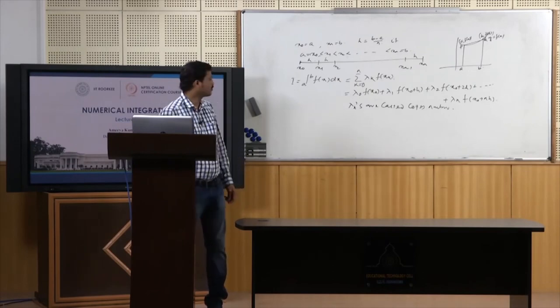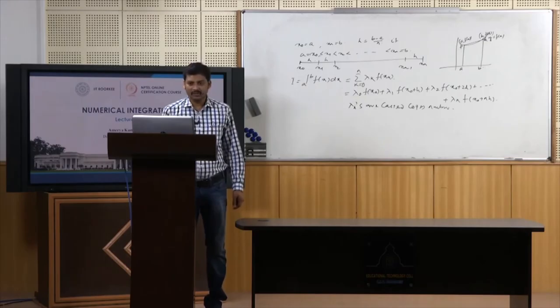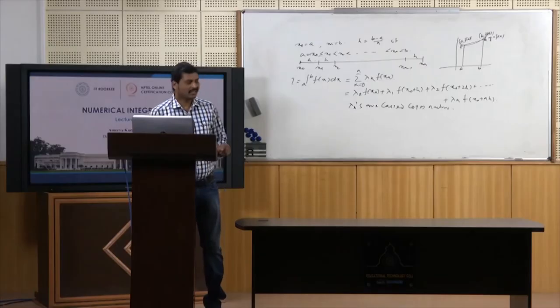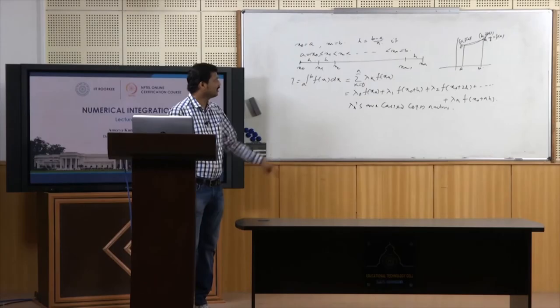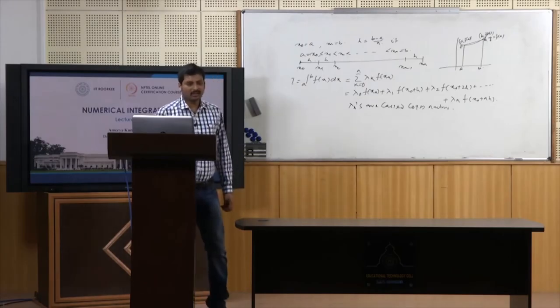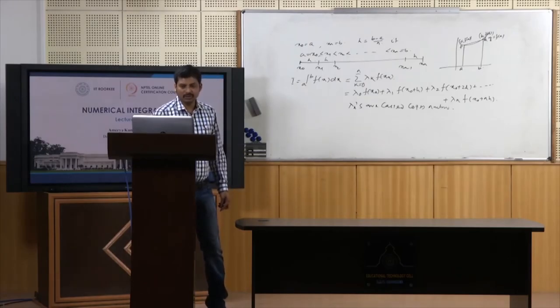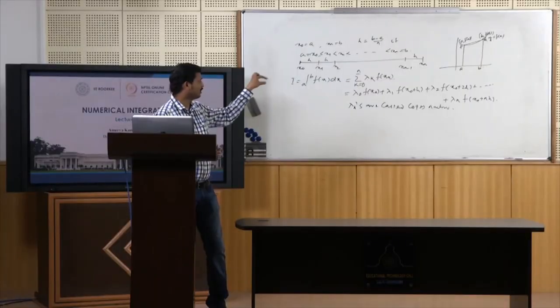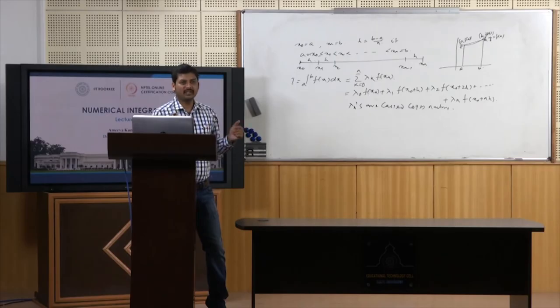Suppose this curve y equals f of x is given to us, and it is asked to find this integration within the range a to b, and this can be approximated by joining the line P to Q in the curve. And if you use Newton's forward difference formula for a linear interpolating polynomial passing through these points, a f of a and b f of b here, then since we are approximating this curved region by a straight line, we can approximate it by a linear interpolating polynomial there.